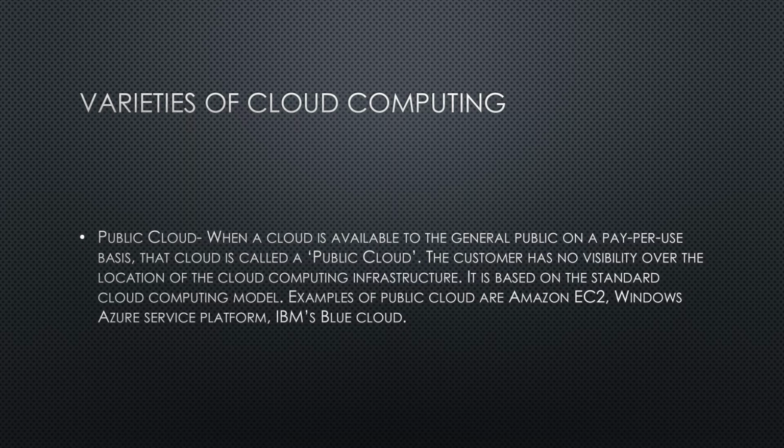Varieties of cloud computing. Public cloud. When a cloud is available to the general public on a pay-per-use basis, that cloud is called a public cloud. The customer has no visibility over the location of the cloud computing infrastructure. It is based on the standard cloud computing model. Examples of public clouds can be Amazon EC2, the Windows Azure Service Platform, or IBM's Blue Cloud.